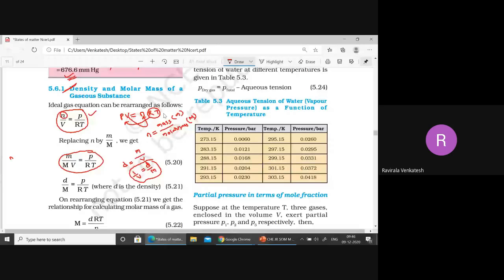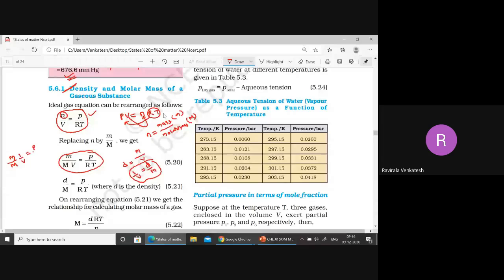Correct or not? So this equation what we are writing here, m by capital M into 1 by V is equal to P by RT. Shall I write this equation like this? Say yes or no. Then 1 by V is equal to what? d by m, right? So now put here, what happened?